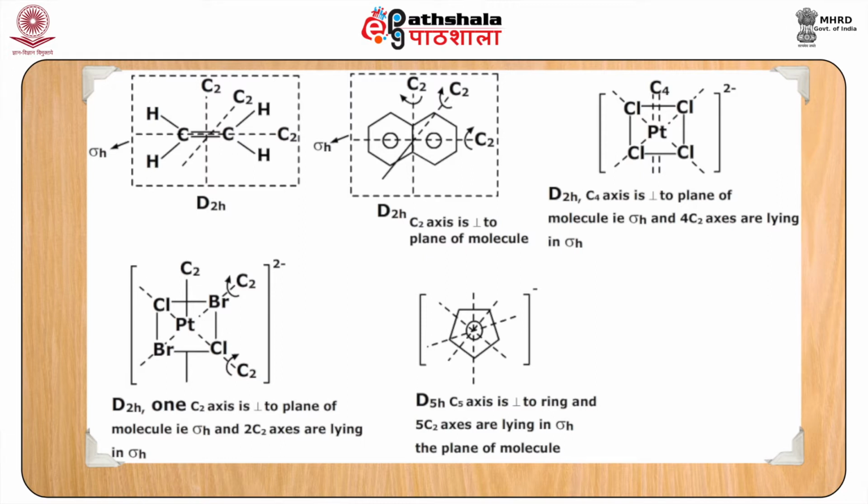Like this, you can take any other polygonal molecule, and you can find out that if it contains a Cn axis, n C2 axes and sigma h in the molecule, then it goes to the Dnh point group, and the value of n depends upon the order of the principal axis.